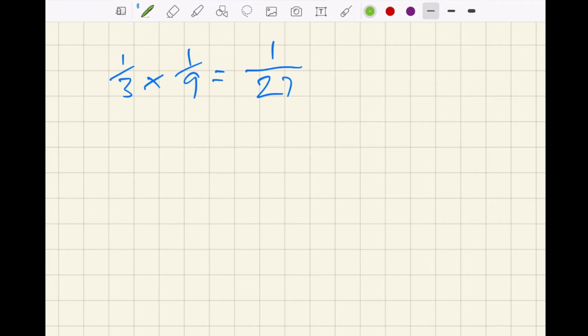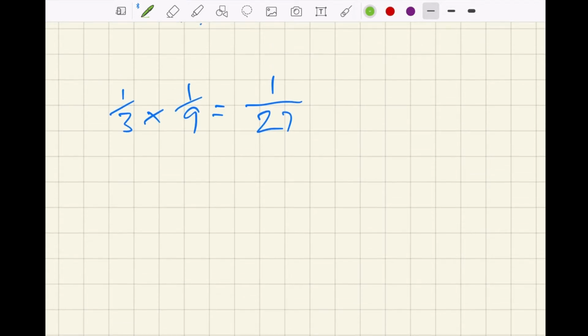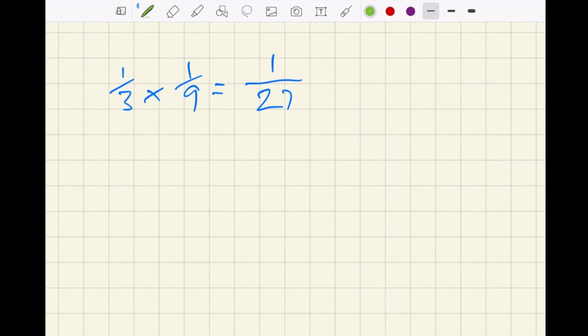So a piece of crucial vocabulary here. You can think of this as 1/3 times 1/9, but you can also think of it as 1/3 of 1/9. So the multiplication symbol can often be said as of, 1/3 of 1/9. What does that mean? Let's have a look.